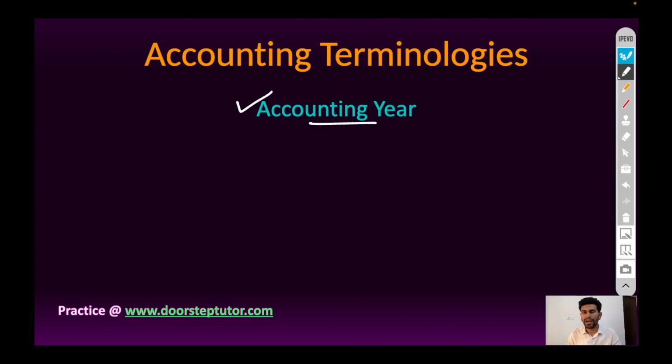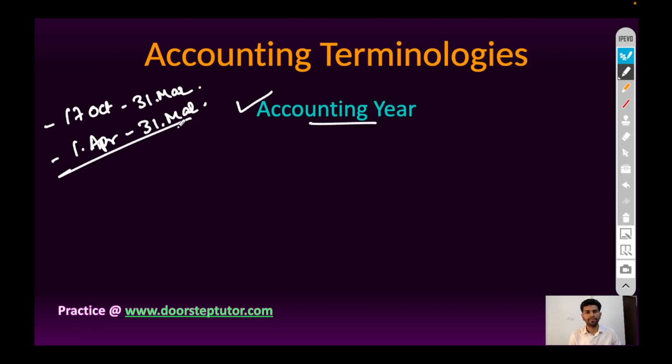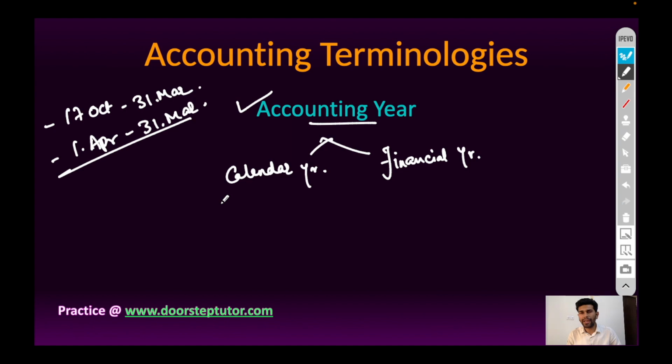An accounting year for newly started business organization can be less than 12 months. Say for example, from 17th October to 31st March for first year. Then onwards, it has to follow 1st April to 31st March. So accounting year can be calendar year or financial year. Small business organizations can select any period as accounting year. But as per the Act, large business organization has to follow financial year as an accounting year. That is starting from 1st April to 31st March.